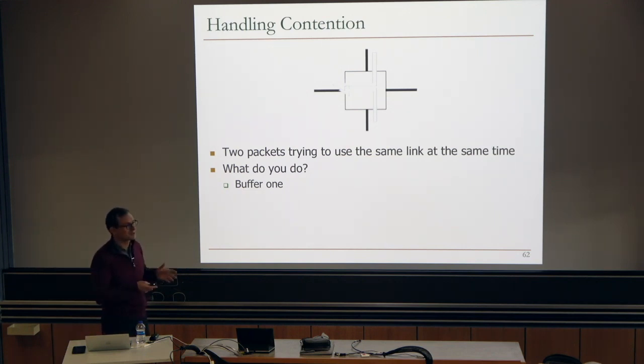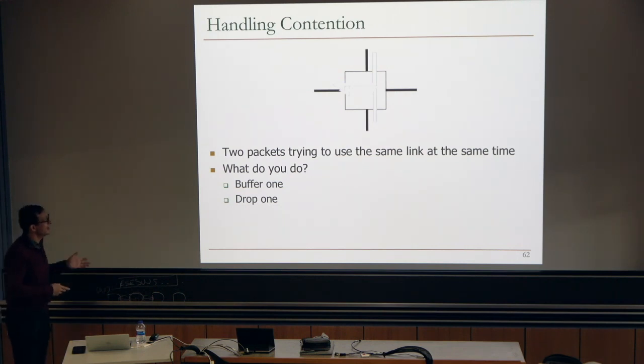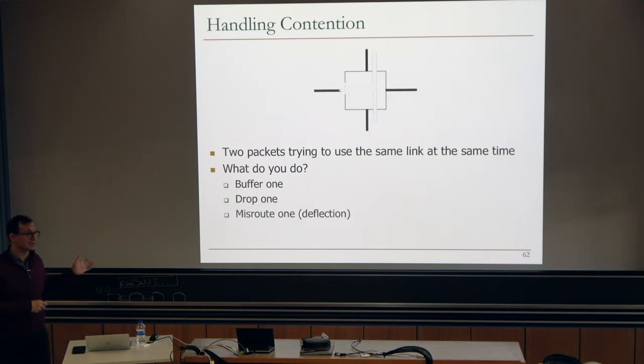I think I already gave you options, so I'm going to go through this relatively quickly. You can drop one. But this has different implications. If you buffer one, you need to have buffers. If you drop one, you need to have a mechanism to retransmit. You need to have a mechanism to tell the sender to retransmit. Right? And you can also misroute one. You've already seen this actually, misrouting. Basically, both packets want to go this way. You allow packet B to go that way, and you tell packet A, you go this way, even though that's not the minimal route. And packet A hopefully goes around and comes back.